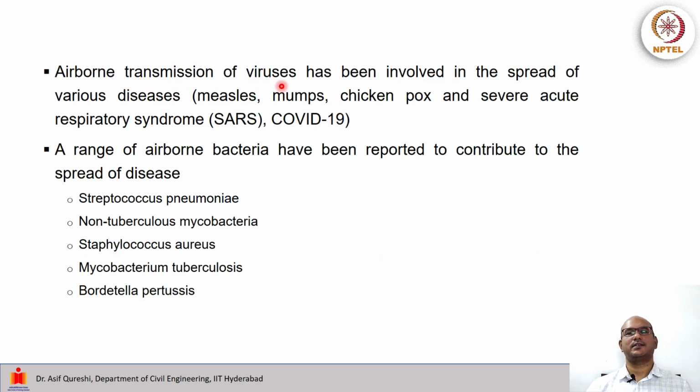Airborne transmission of viruses, of course we know, has been involved in the spread of many diseases such as measles, mumps, chickenpox, severe acute respiratory syndrome (SARS), and of course COVID-19. A range of airborne bacteria have been reported to contribute to the spread of disease, such as Streptococcus pneumoniae, non-tuberculosis mycobacteria, Staphylococcus aureus, Mycobacterium tuberculosis, and Bordetella pertussis.